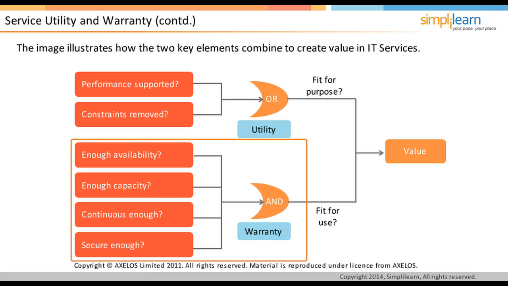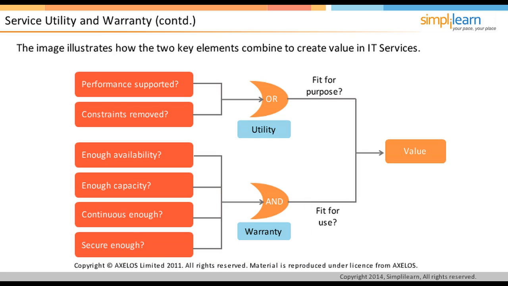Warranty is determined by 4 parameters. They are availability, capacity, continuity, and security. These parameters determine if the service is fit for use for a customer to achieve business outcomes.